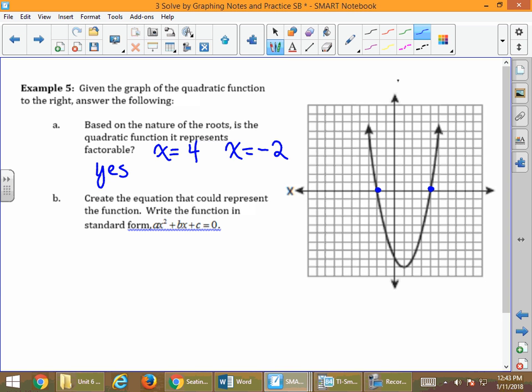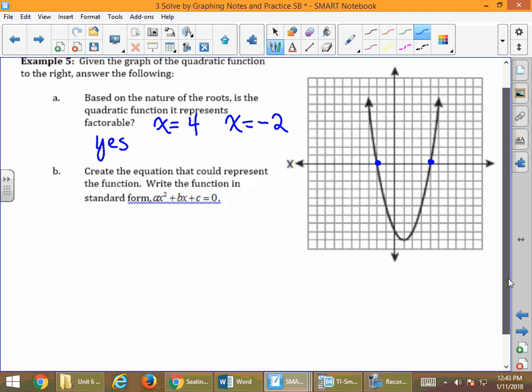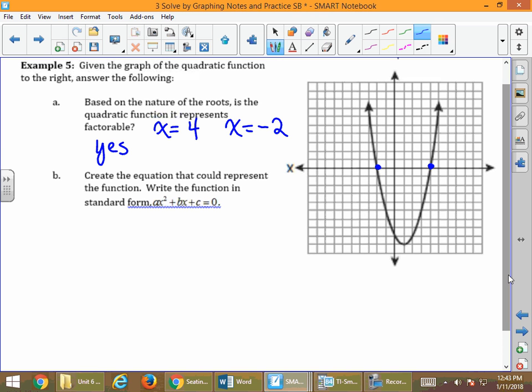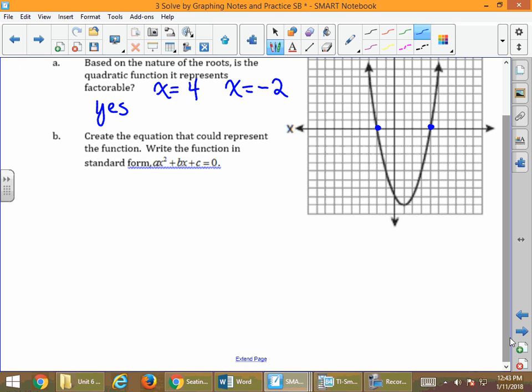But what we don't have this time, we've got the picture. What we don't have is the equation for this problem. And that's what we want to finish up these notes with. We want to write the equation for this function. And it's going to go back to our factoring here.